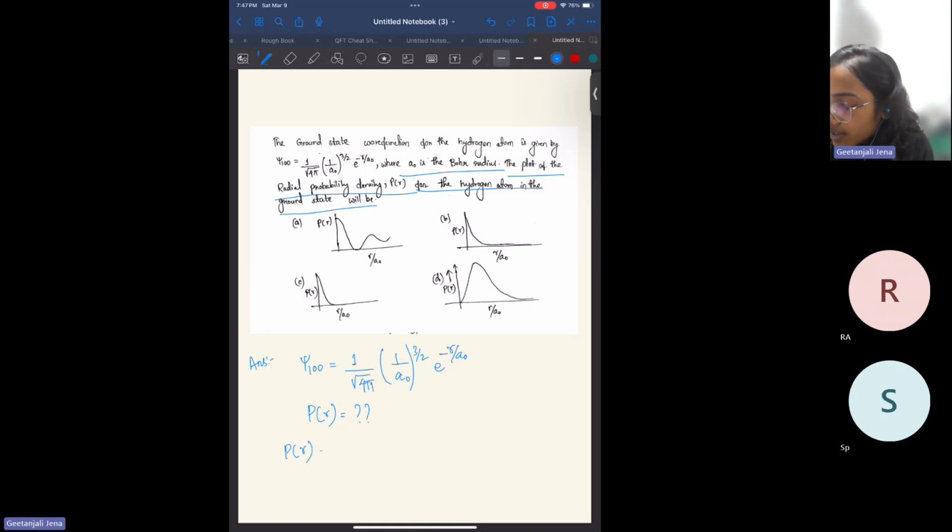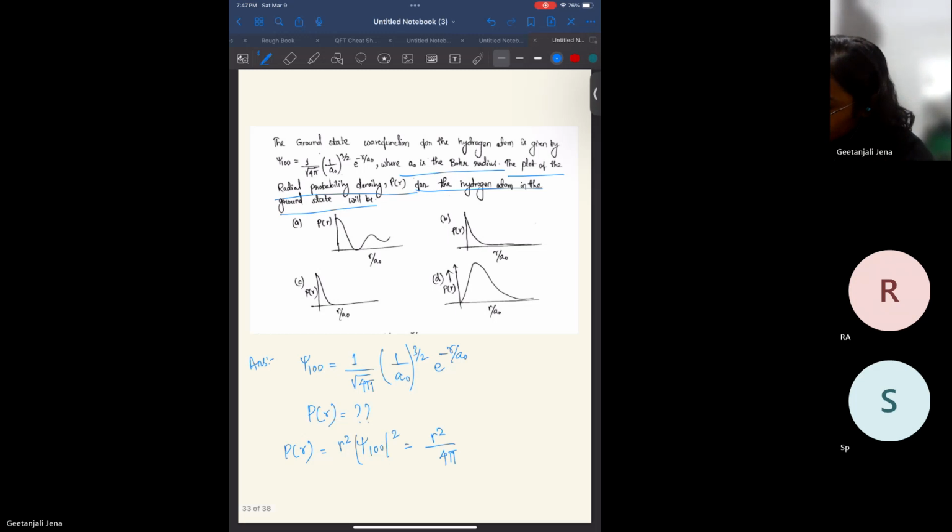The radial probability density is nothing but r² times |psi_100|². That means it is r² times (1/π)(1/a0³) e^(-2r/a0).